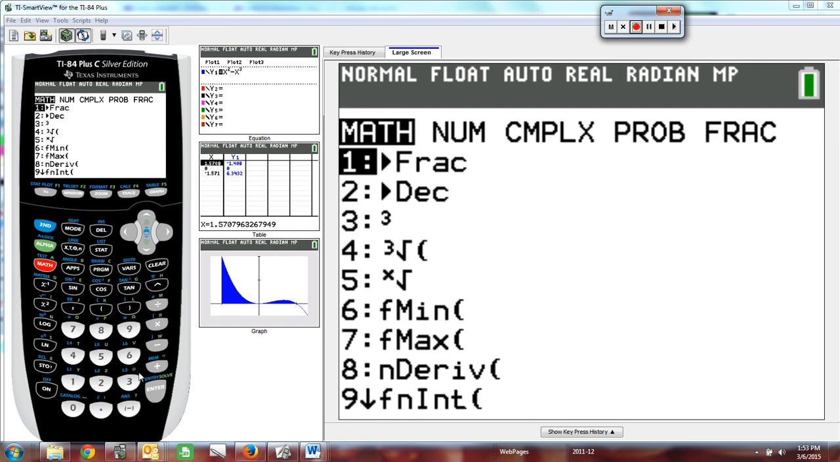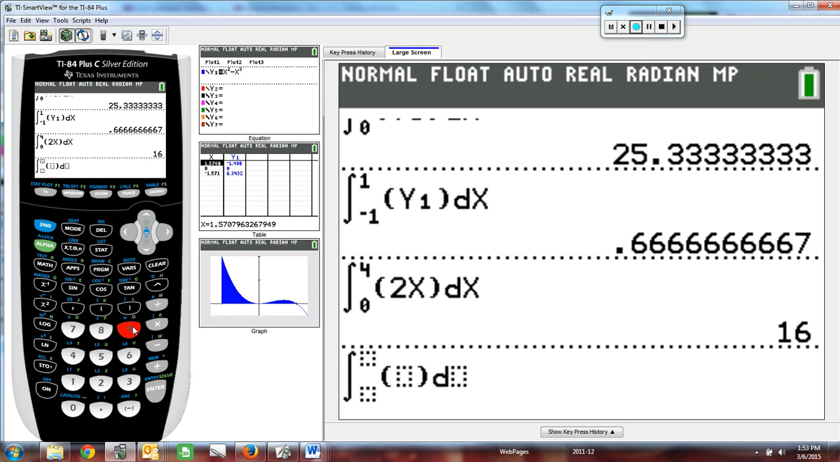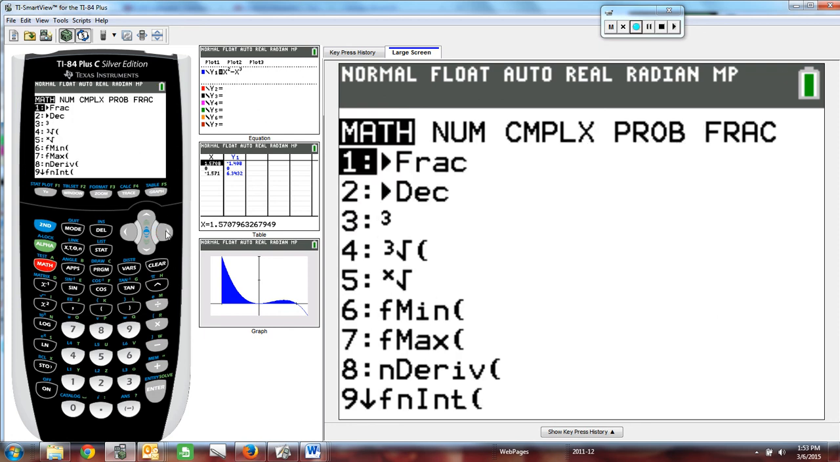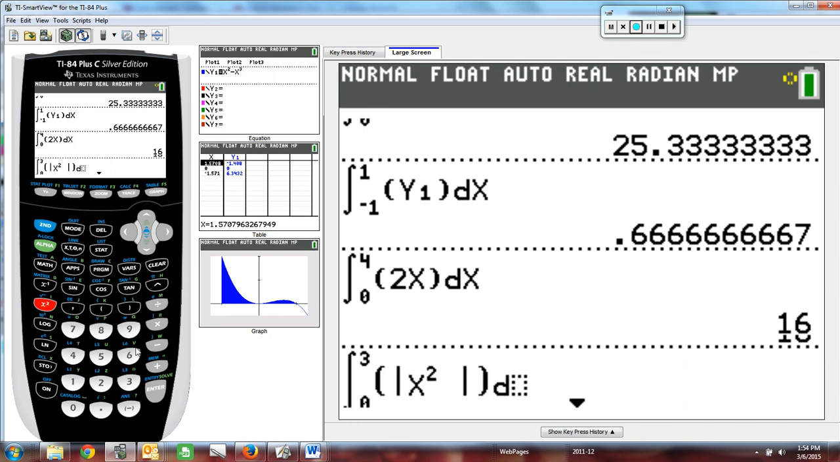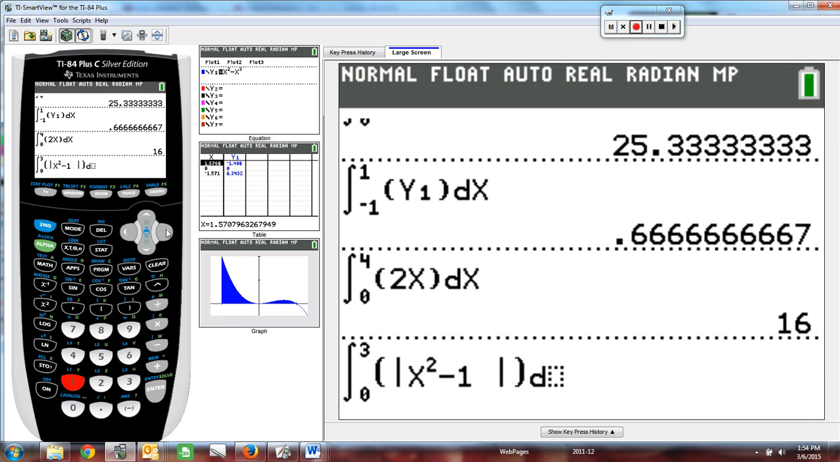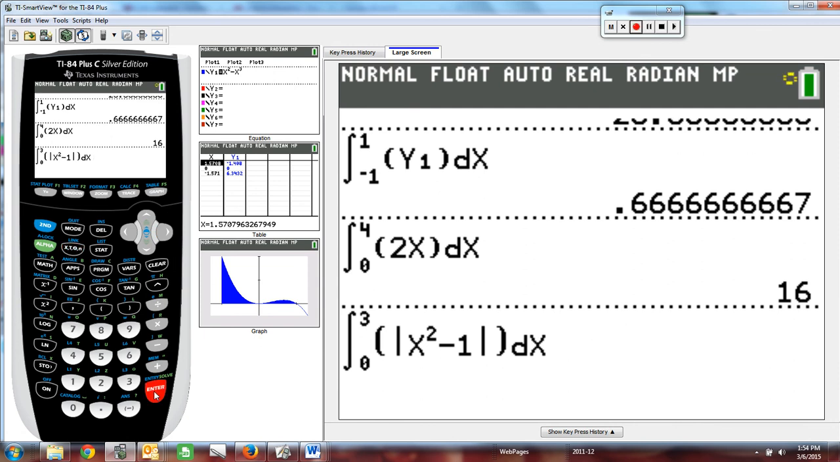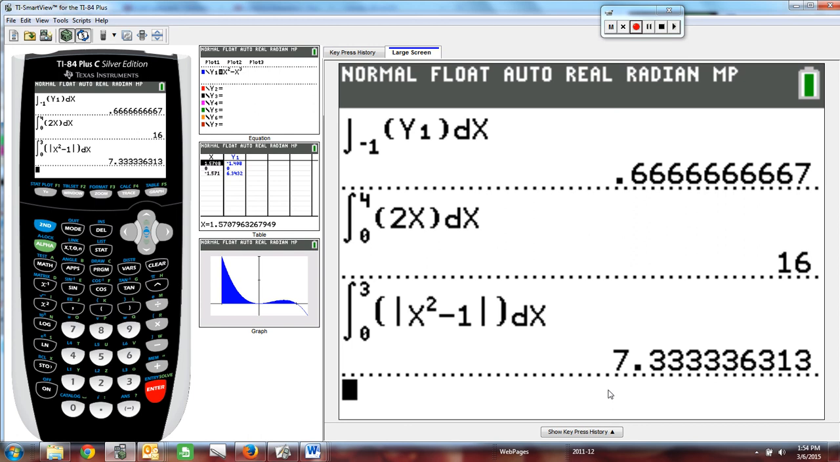Alright, so after having restarted, we would choose the math button. We're going to choose number 9. We're going to put in our low bound and our high bound. We're going to go absolute value, so go back to your math menu and go get your absolute value command, and then put in your function, x squared minus 1, and we're differentiating with respect to x, and then we should get our same answer, 7 1/3, that we got before.